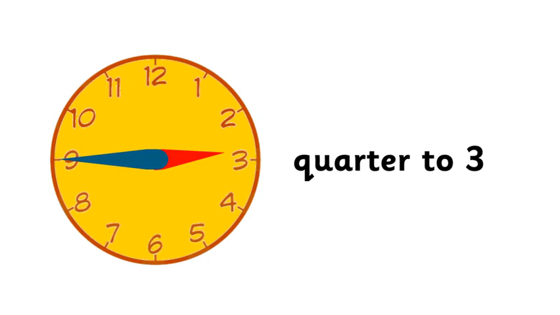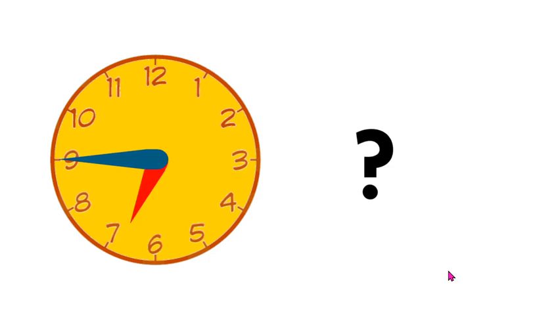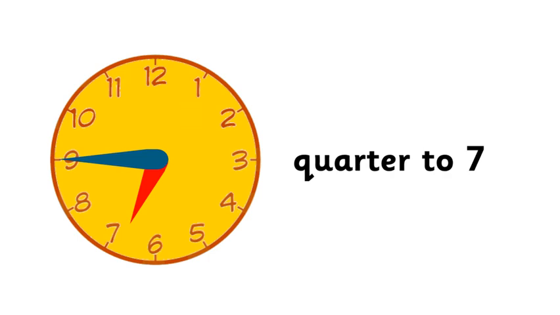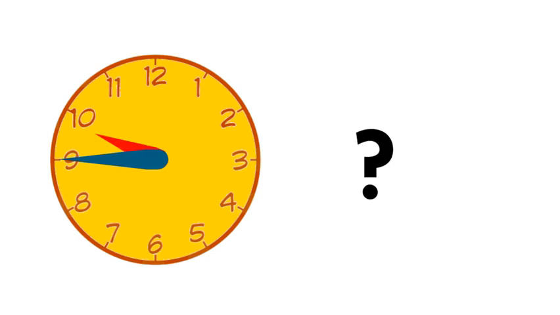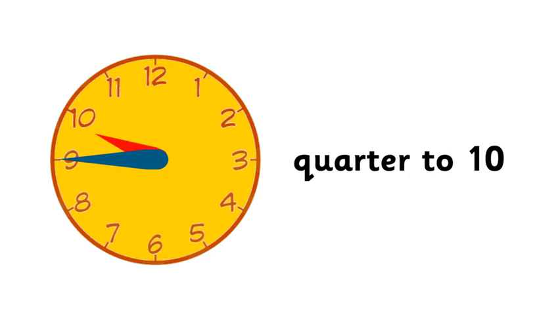Quarter to 3. You can see that hour hand is nearly at the 3, but not quite. Still got a quarter to go. Quarter to 3. Quarter to 7. What time do you think this shows? It's quarter to 10.